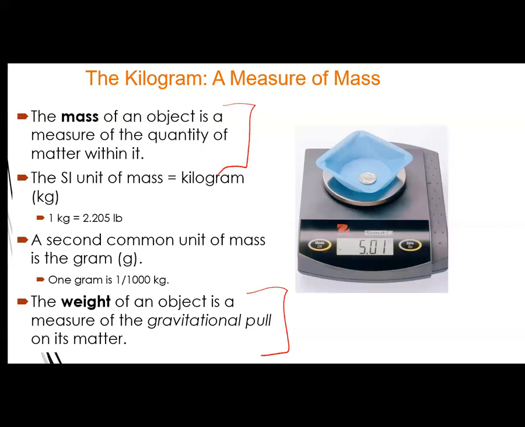Your mass stays consistent. So your mass is the same whether you are on Earth or on the moon, even though your weight is not the same. So mass is about how much material there is. A kilogram is another common unit for mass. It's about 2.2 pounds. And a gram is 1/1000th of a kilogram.